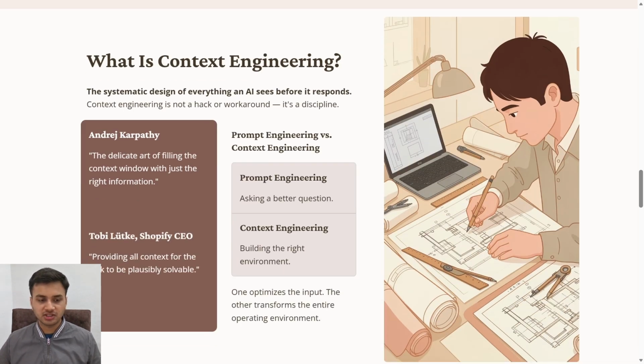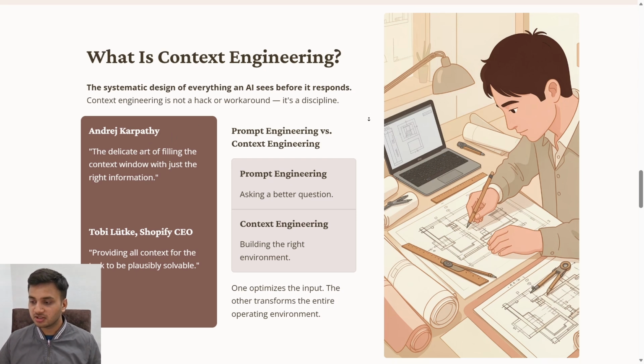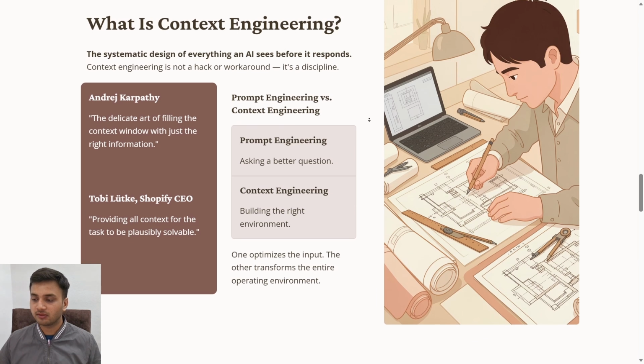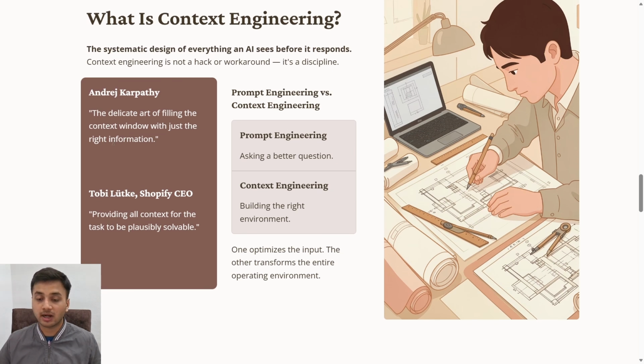So context engineering is the systematic design of everything an AI sees before it responds, right? Andrej Karpathy, who coined the term context engineering as well, says that context engineering is the delicate art of filling the context window with just the right information. And the Shopify CEO says it is providing all context for the task to be plausibly solvable. Now, in order to explain to you what exactly context engineering is, let me give you an example.